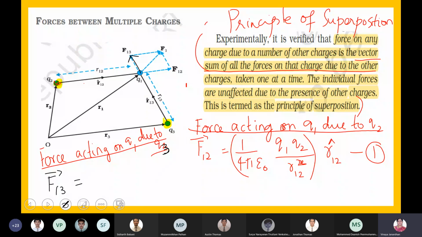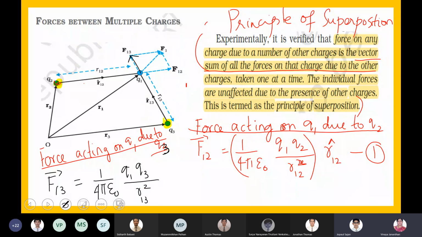What should I write? 1 by 4 pi epsilon naught, Q1 into Q3, divided by the square of the distance between Q1 and Q3. Look at the diagram. What is the distance? R13, R13 squared, because it is the square of the distance, correct?